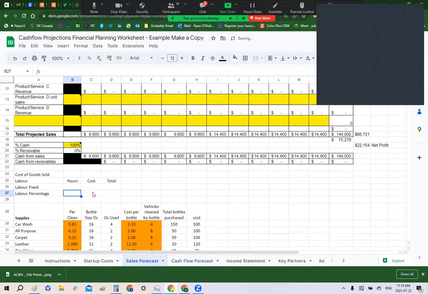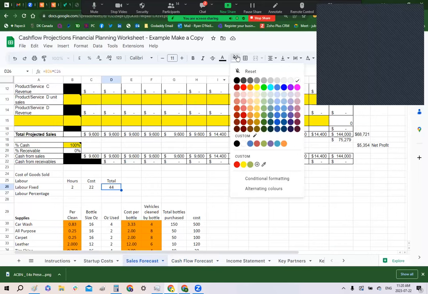So we don't do a percentage, we do hours. So it's gonna get 224. This should be automatic. That should be yellow, orange, I mean.